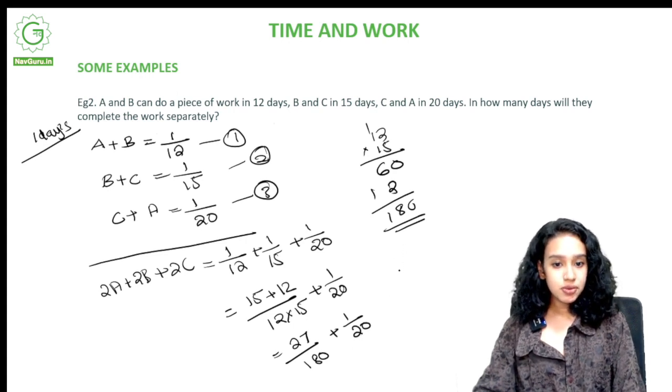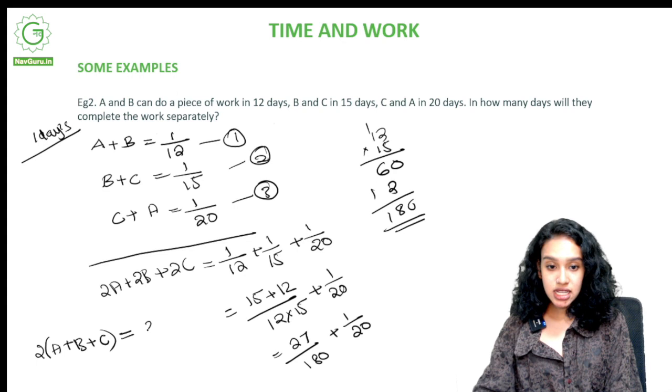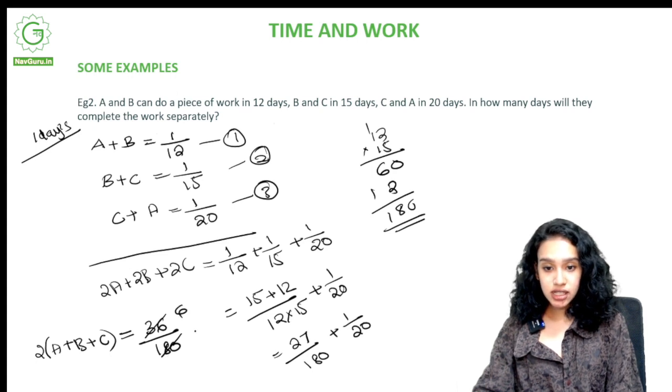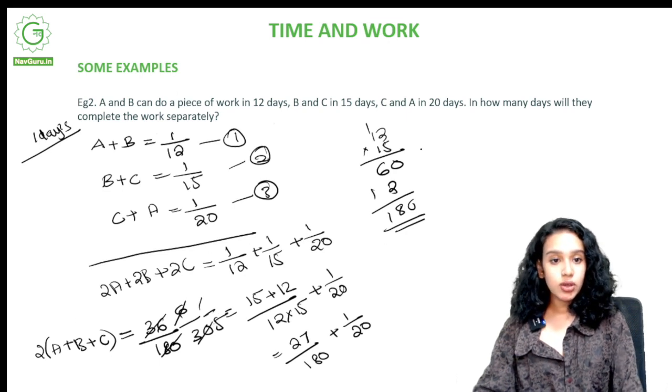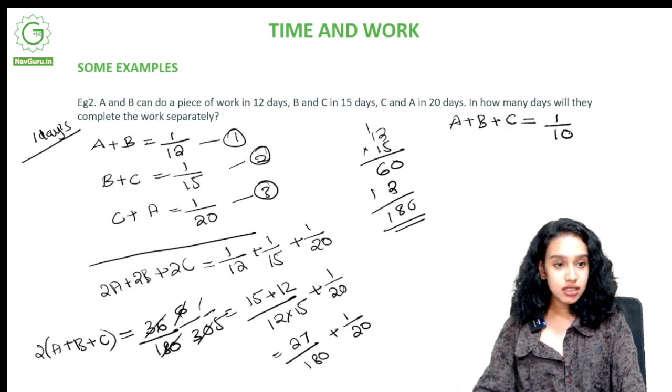So we have 2 times A plus B plus C's 1 day's work is equal to 9 plus 27, so we have 36/180. Now 36 and 180 I can cancel out by 6, 6 sixes are 36, by 30. Now again by 6 I get 1/5, right? So A plus B plus C's 1 day's work is equal to 1/10, right?